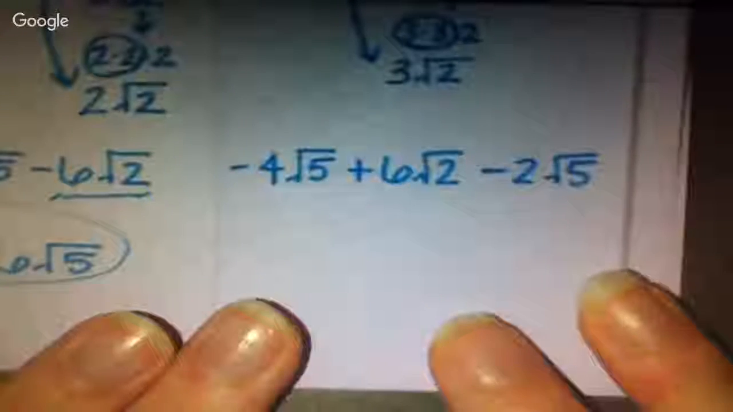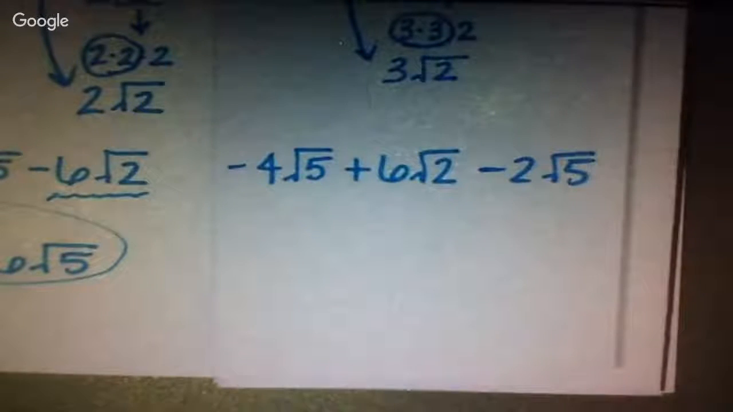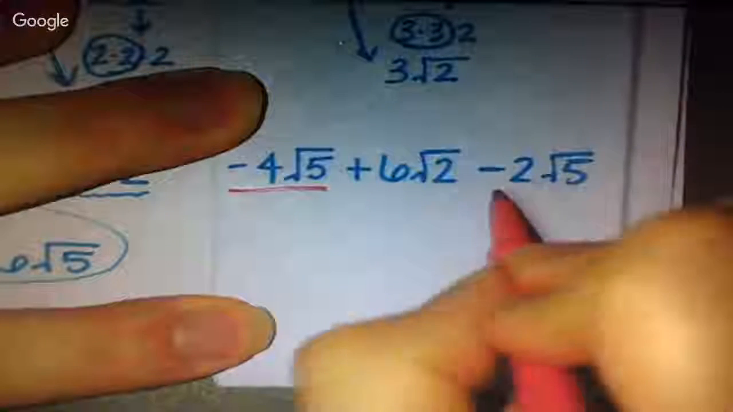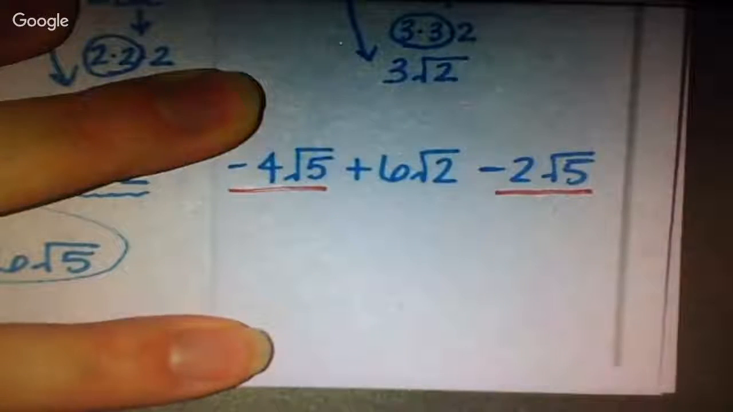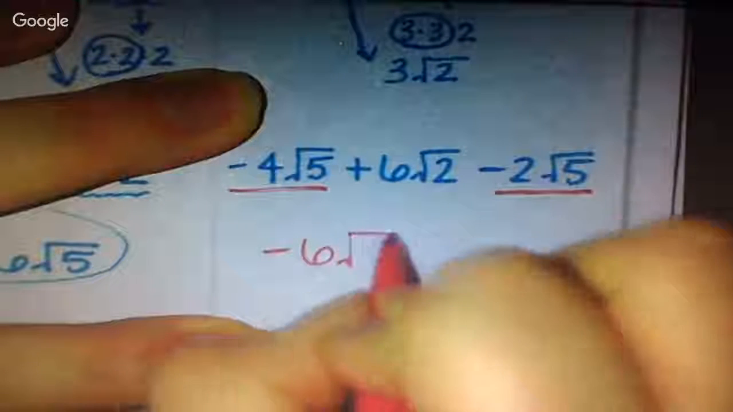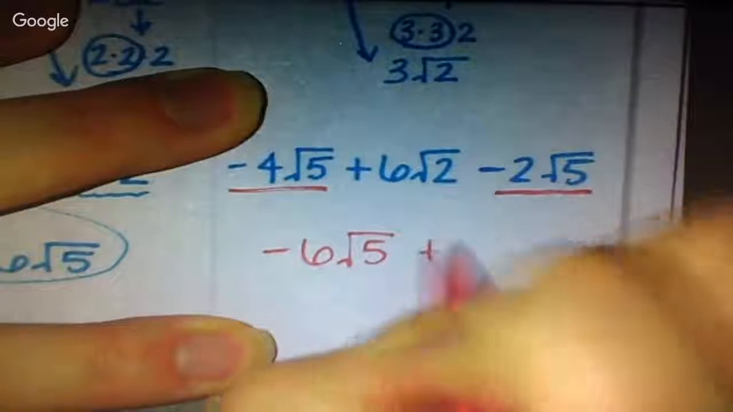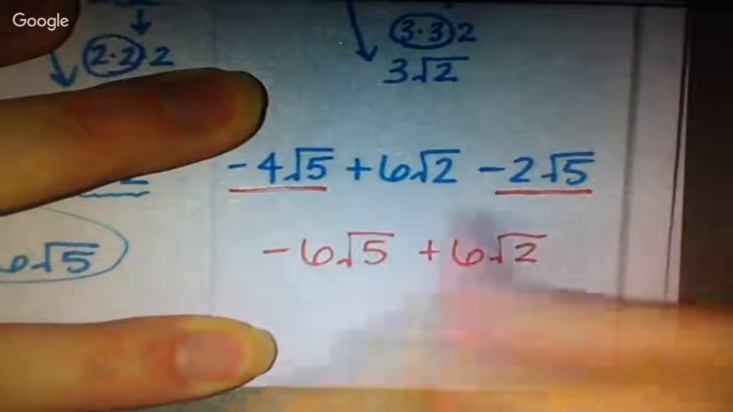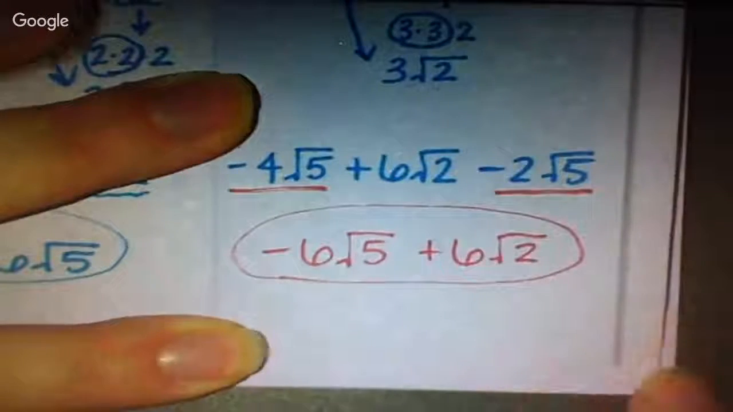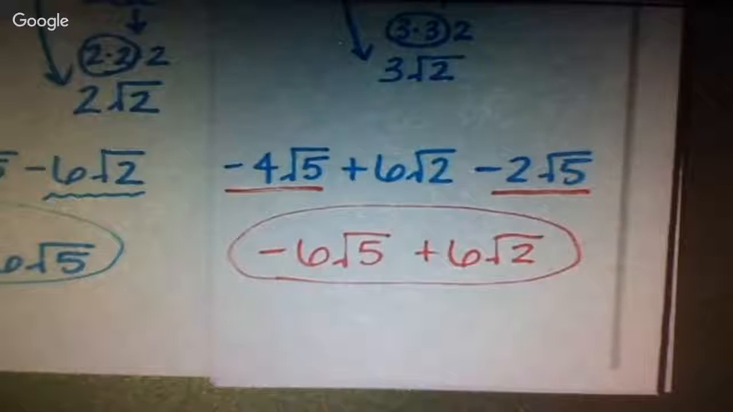Once it's simplified, we need to add or subtract. So what goes together? Negative 4 square roots of 5 and negative 2 square roots of 5. What does that become? Negative 6 square roots of 5, and then bring down plus 6 square roots of 2. That's your answer. Please understand, I could have also written this as 6 square roots of 2 minus 6 square roots of 5. It's the same answer. It's just reversed. That's okay. The order doesn't matter.